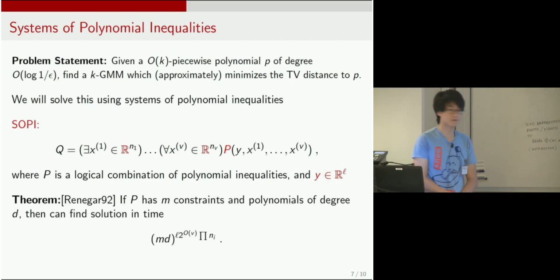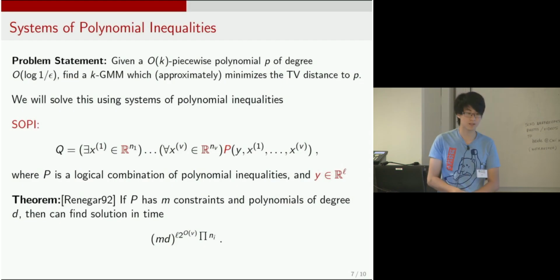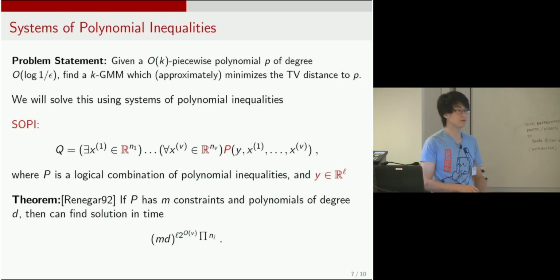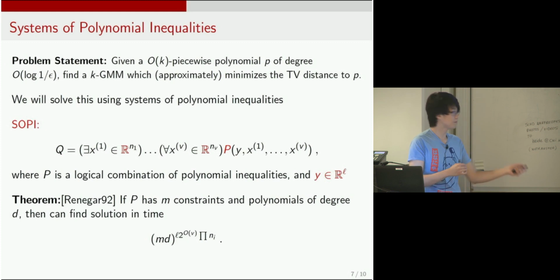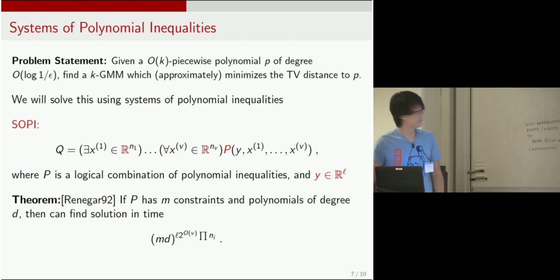I will just use this theorem from the field, which says that if this P has m constraints and the polynomials in P have degree at most d, then you can find a solution to Q, if one exists, in time: number of constraints times degree of the polynomials to the number of free variables, times 2 to the number of levels of quantification, times the product of the number of variables you're quantifying over in every level of quantification. So it's some weird runtime. It's not super important what this is. The point is that there is a way to do this.